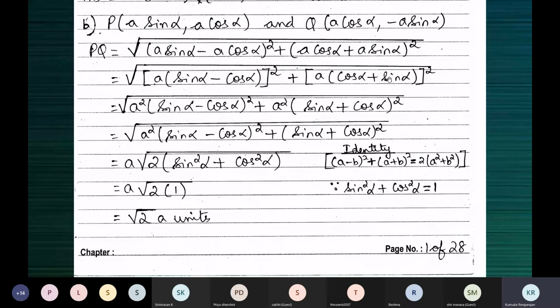Plus, same thing here. This power 2 is applicable to a and this cos alpha plus sine alpha. So a square sine alpha plus cos alpha whole square. Now again a square is common between the two. Between these two, a square is common.